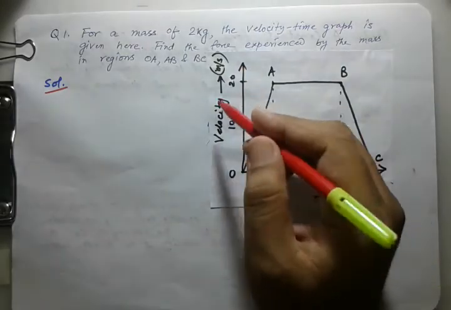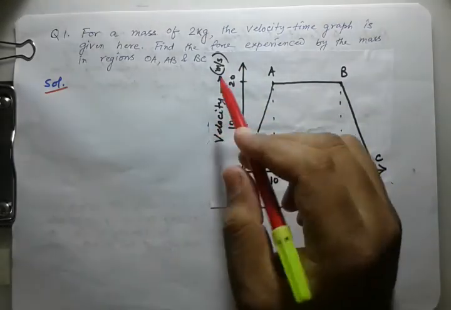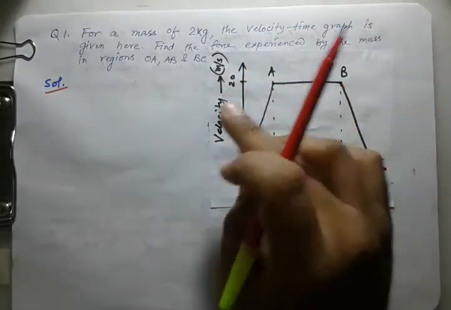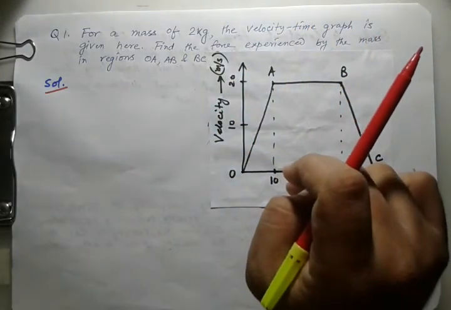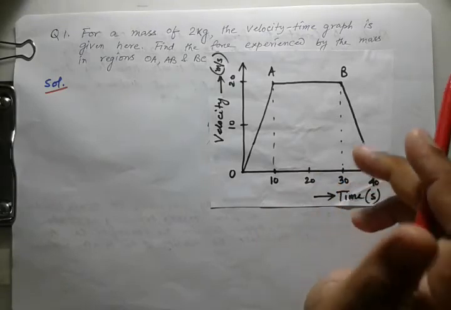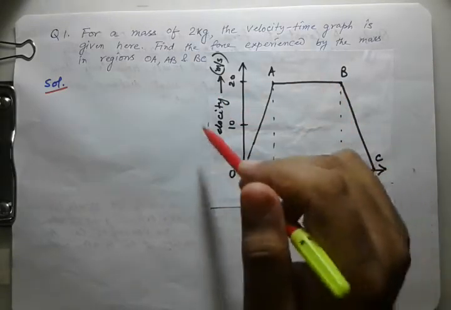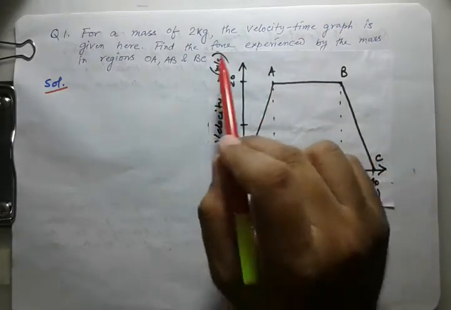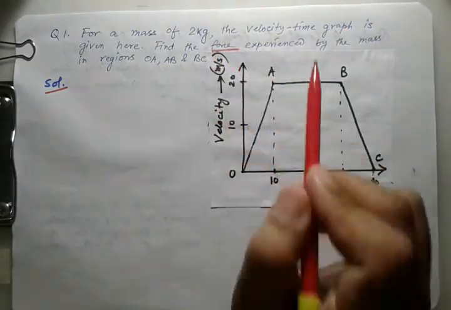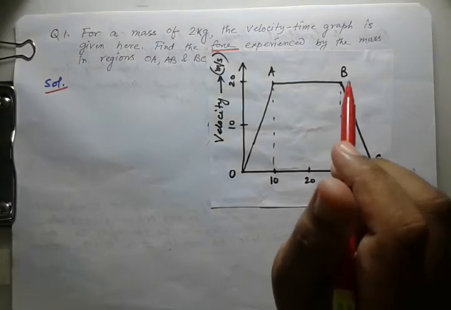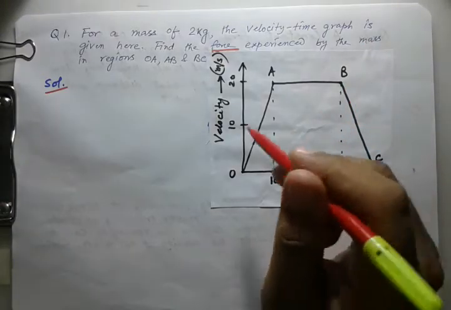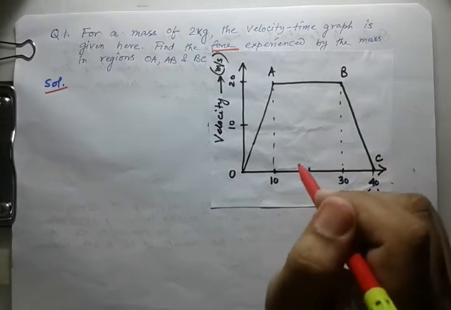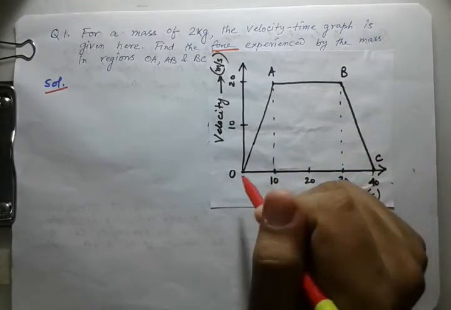So this is a velocity time graph. You can see velocity and time given here. Already you know about this type of graph; we already discussed it in the motion chapter. So what can you get from a velocity time graph? You have to find out the force experienced. To find the force, we have to find the acceleration, and that acceleration you also get from the velocity time graph. So first we will take the region OA.